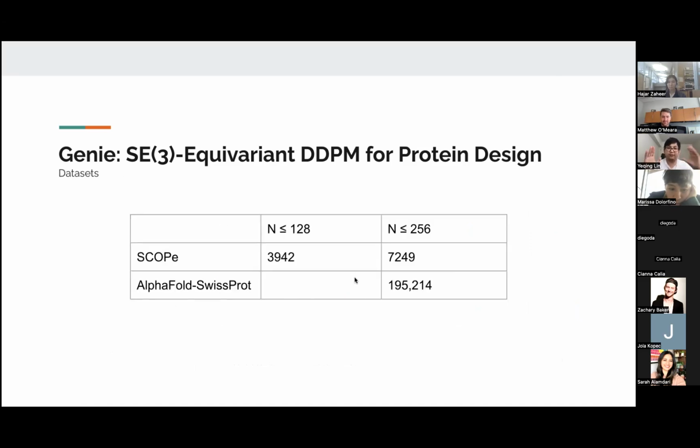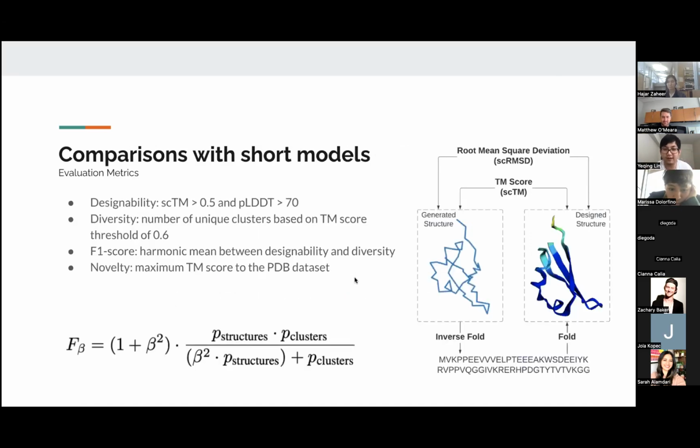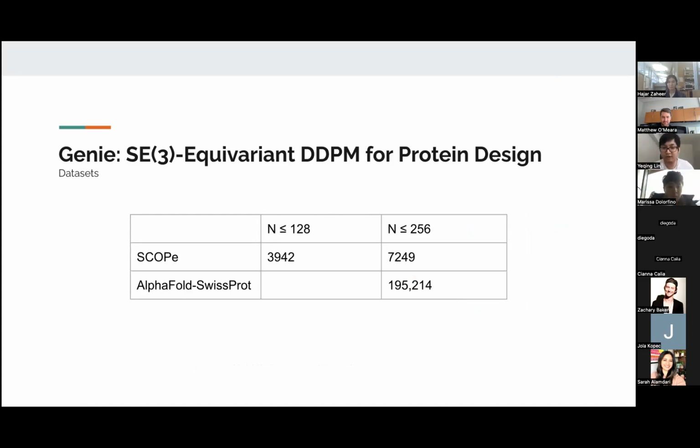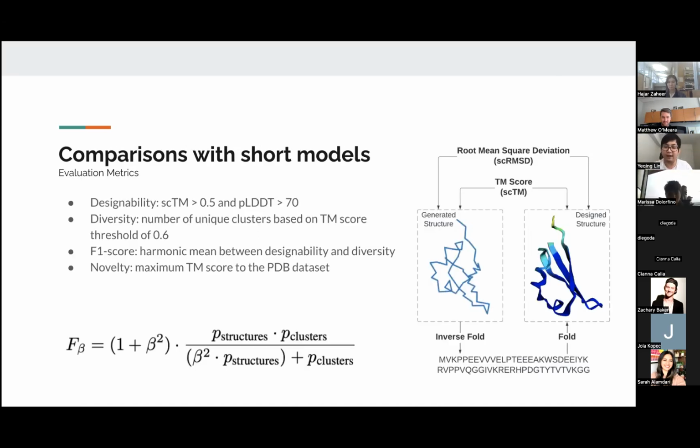So that's the architecture part of things, and now we'll move on to the evaluation part. Unlike a lot of predictive tasks, which are much easier to evaluate because you can just have a train set, validation set, and test set and do the assessment on the test set, a generative model doesn't have that luxury because you are designing new things.